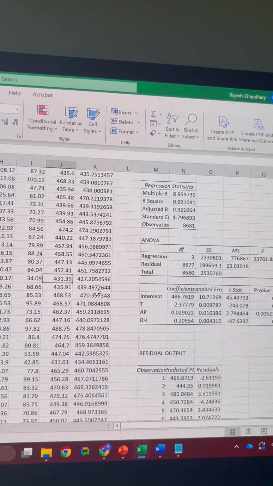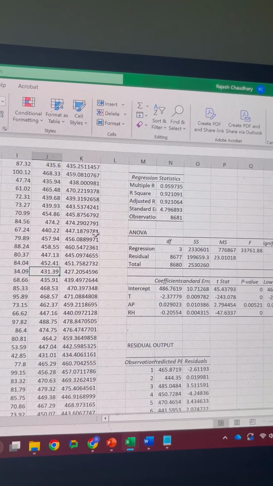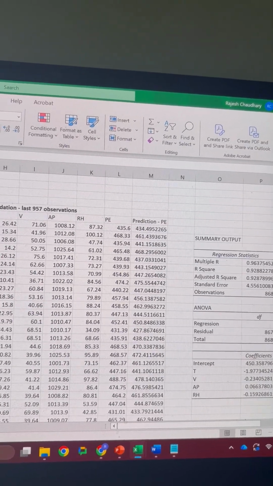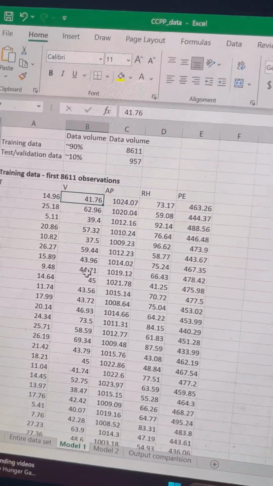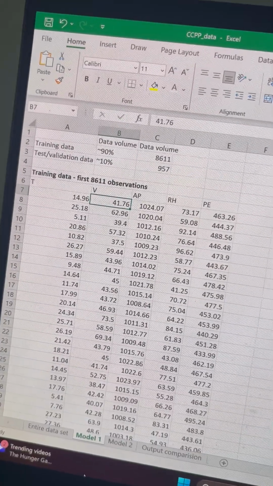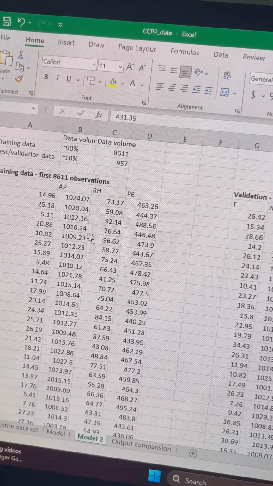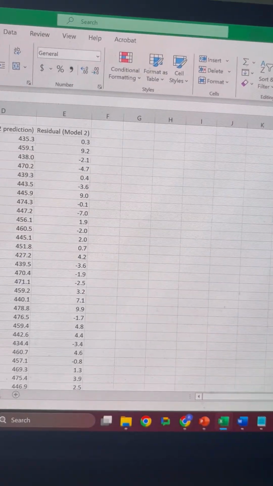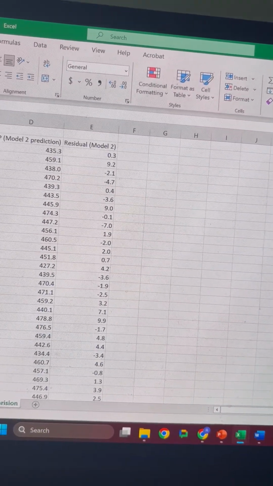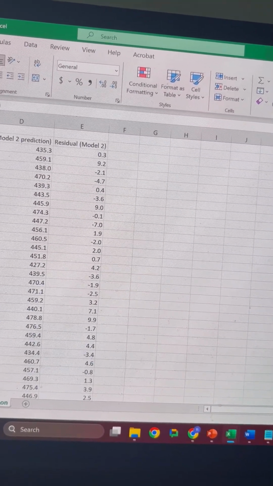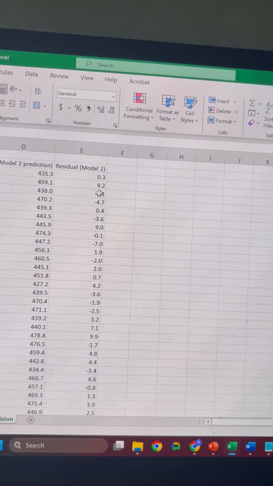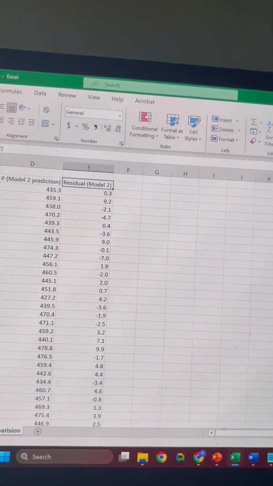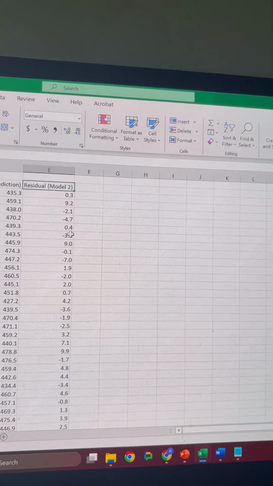Then I started comparing model 1, where I had all the key variables, key features, and model 2, where I removed the vacuum pressure one. So this is your actual, this is the prediction for model 1, this is the residual for model 1, this is the residual for model 2. You notice that it's not very far off.